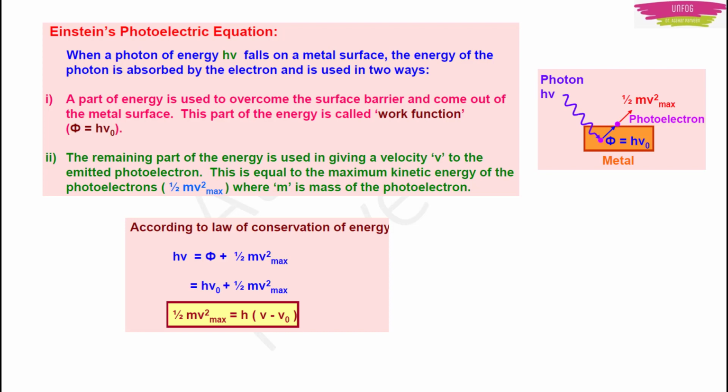With this we can say that the kinetic energy of the photoelectron is equal to h into nu minus nu naught. Okay, this is an important formula. You have to remember it.